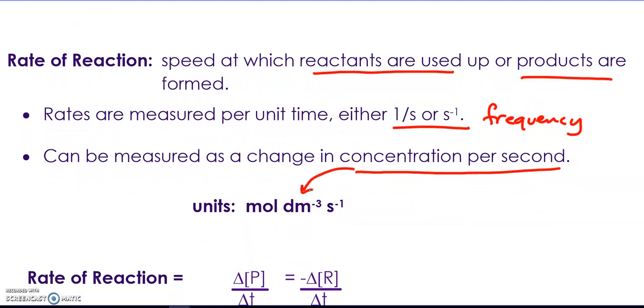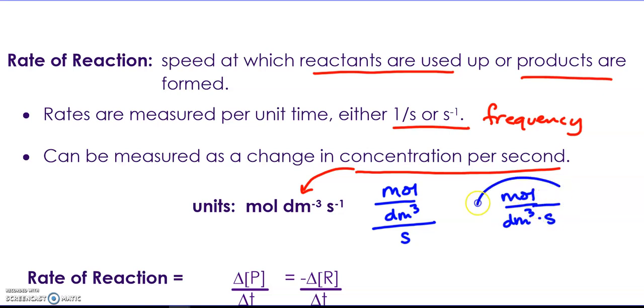This is how IB prefers to write the units. You might prefer to write them like this, because it's concentration, moles per decimeter cubed, per second. You might prefer to write them as moles per decimeter cubed per second. This is the simplified way, which comes from the first way that I drew it. If you want to do the math here, to get the seconds into the denominator, you would multiply by the reciprocal. You should be able to see how you get that. So IB prefers the first way.